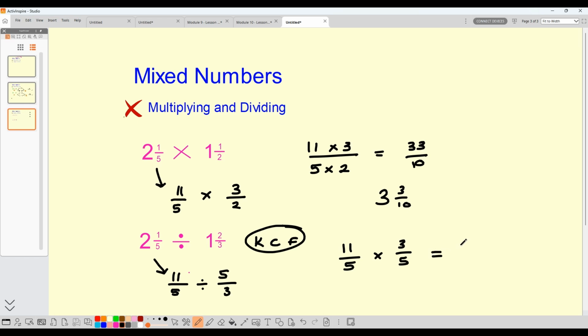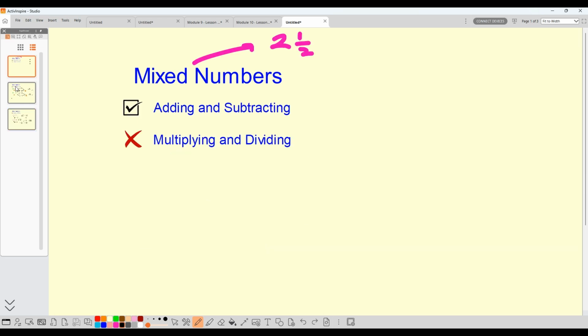Some controversy around that, but it helps you just remember what we need to do. Keep the first fraction the same, change the divide to a multiply, and flip, find the reciprocal of the second fraction. Then we're multiplying them. 11 times 3 over 5 times 5 gives you 33 over 25. Once again, convert that into a mixed number. How many 25s go into 33? 1, with 8 25ths left over.